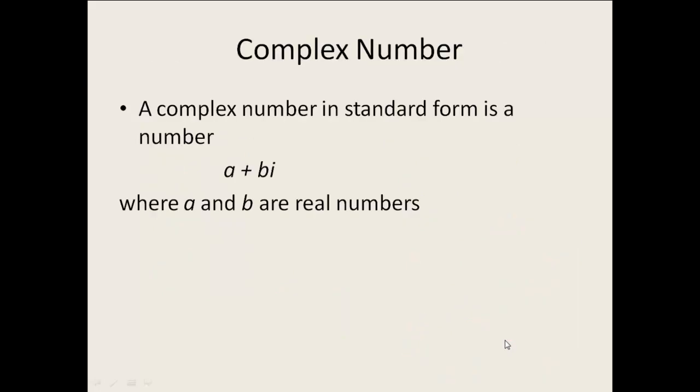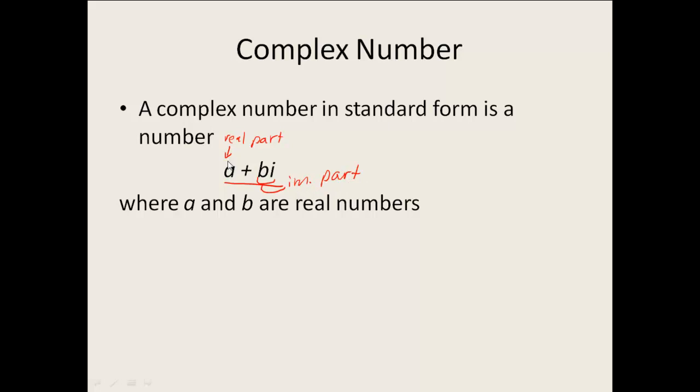Okay, so now we're going to look at complex numbers. In this sense, complex does not mean hard. It means non-real or imaginary. So a complex number is in standard form when we have a plus bi. a is called the real part, and the bi is called the imaginary part.